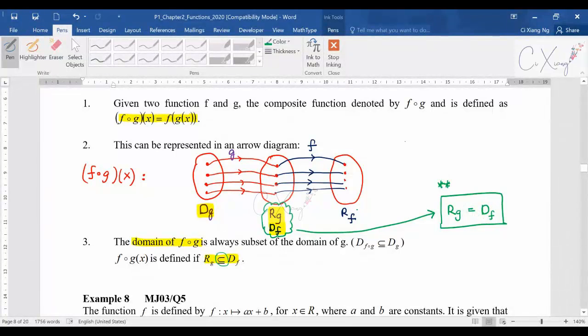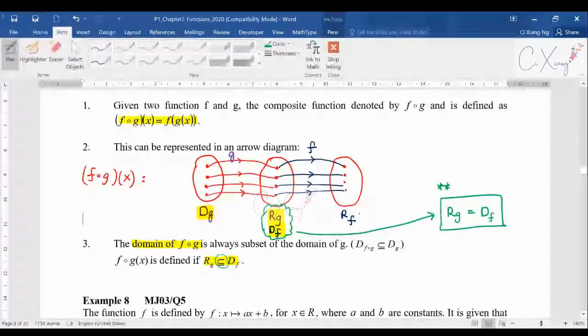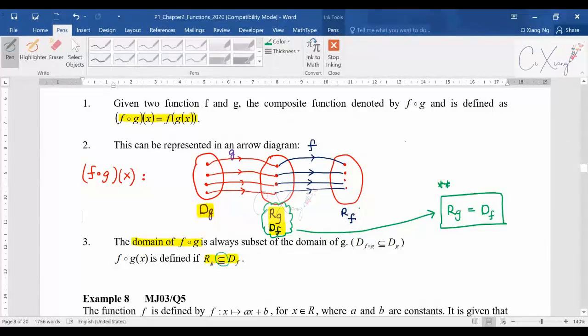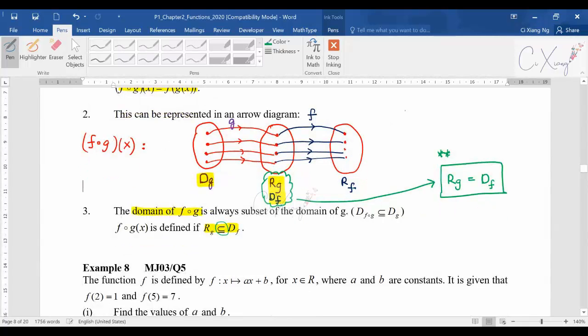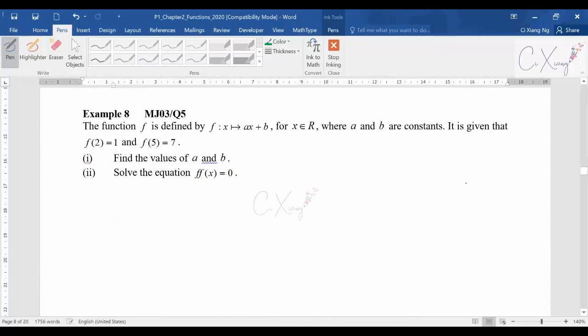Again, this is something new to us, so we'll discuss some questions about this in the next video, or maybe at the end of this video. It depends on how long the video is. Let's continue with example 8 first. Let's discuss some basic composite function ideas first, and after that we discuss the harder one, the new concept. So let's have a look at example 8.